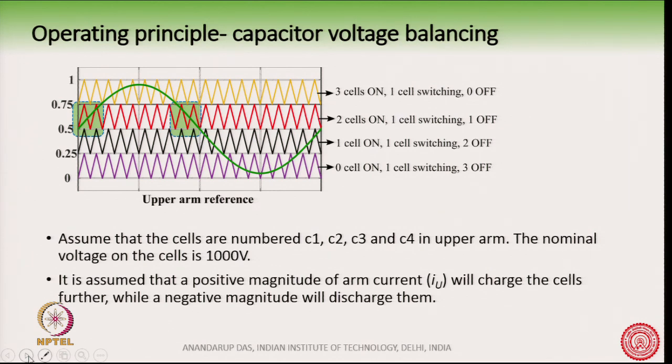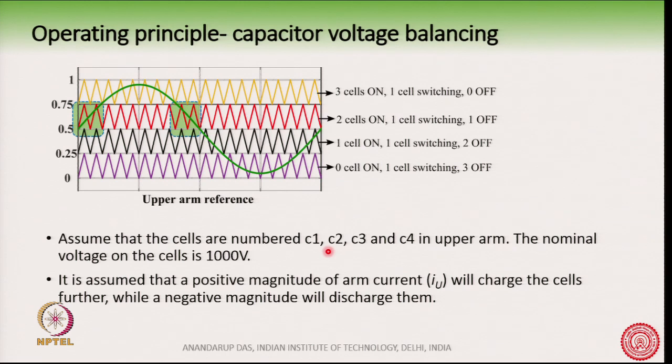Let us again assume that the cells are numbered C1, C2, C3, C4 in the upper arm. There are 4 cells, and let us take an example. The nominal voltage on the cell is 1000 volts. We would like all the capacitor voltages to be balanced at 1000 volts, that is the DC bus. There will always be an oscillation over it, but overall it will be balanced at 1000 volts. How can we do that?